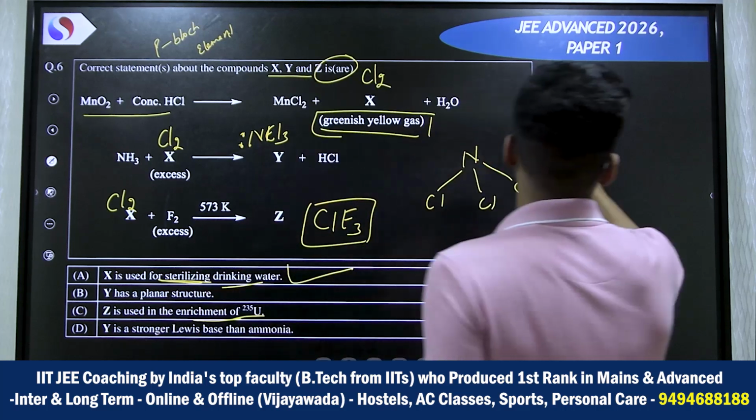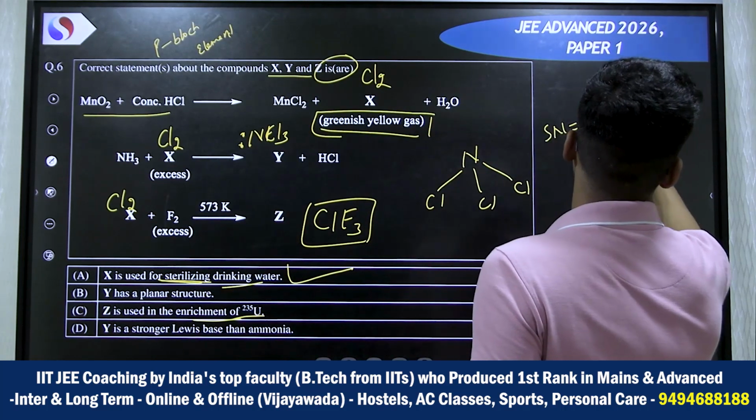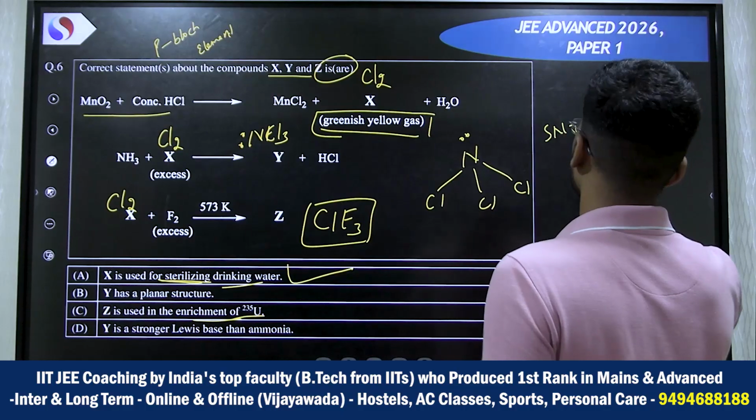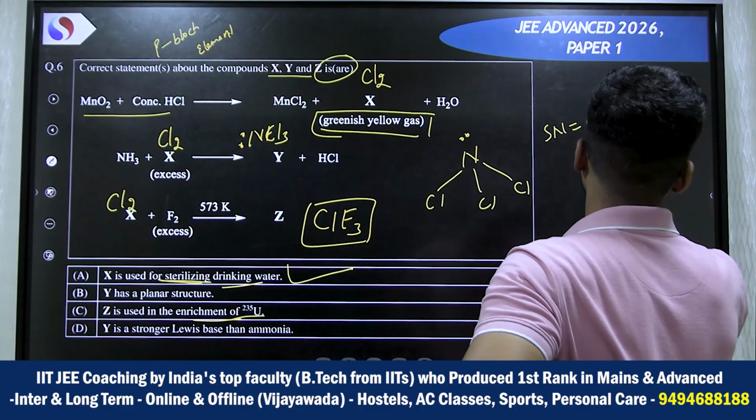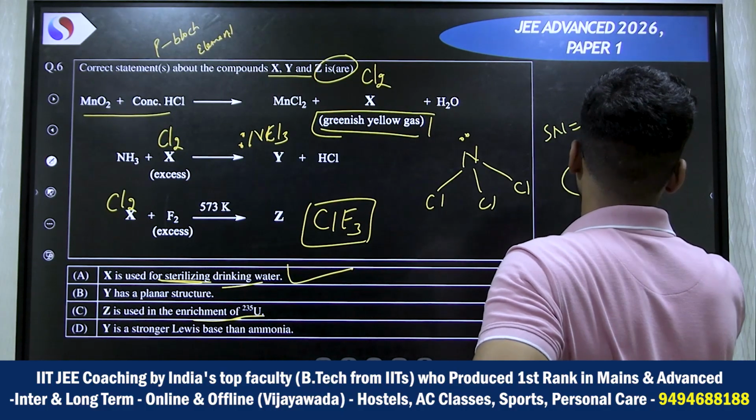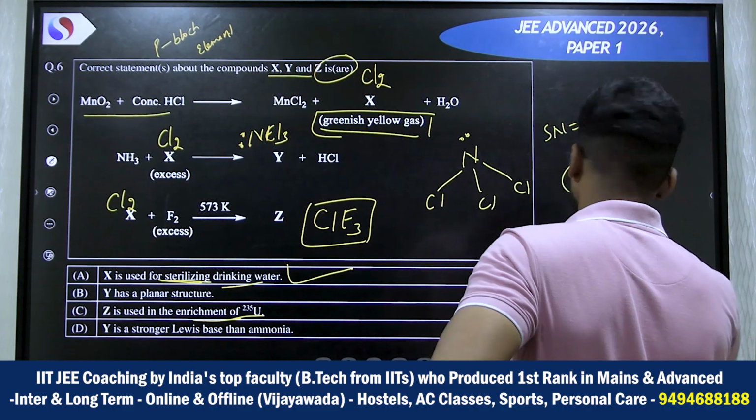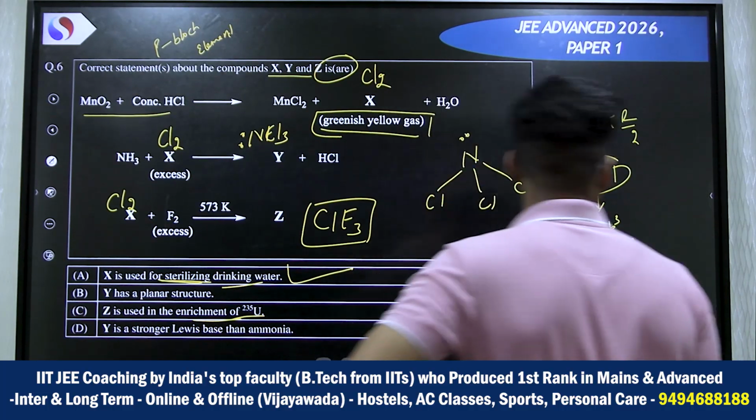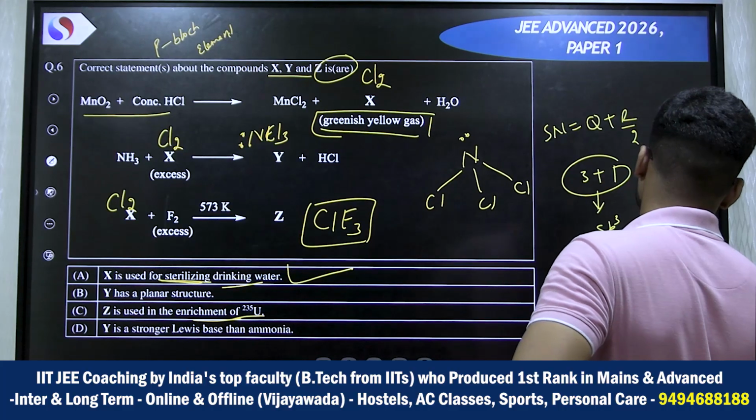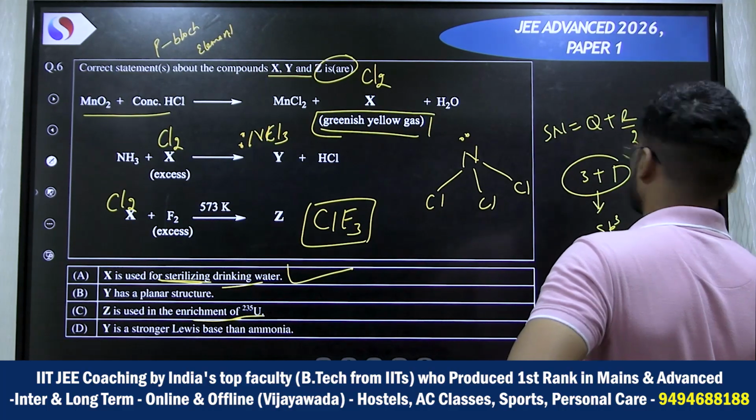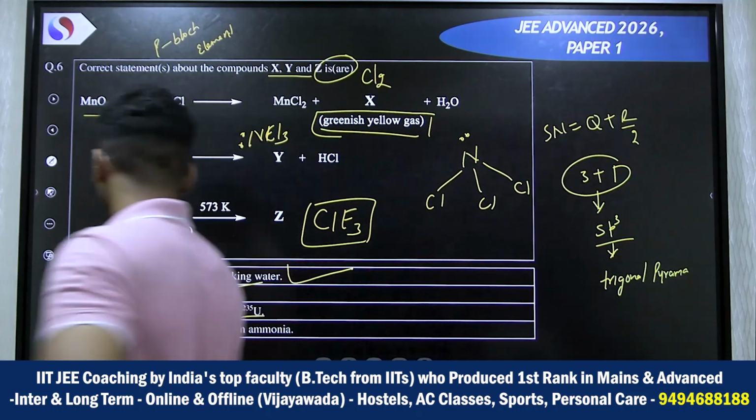NCl3. Steric number is the sigma bonds plus the number of non-bonded electrons divided by 2, so 3 plus 2 over 2 equals 4, that is sp3. sp3 means this is not planar, this is trigonal pyramidal. So option B is incorrect.